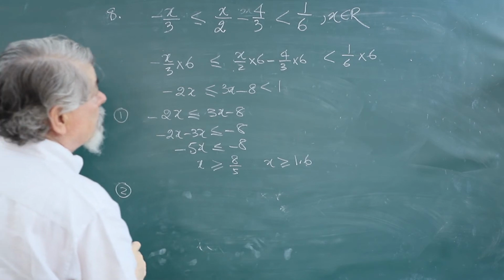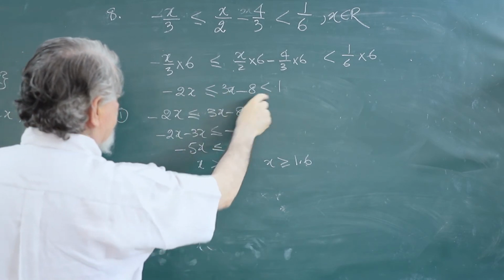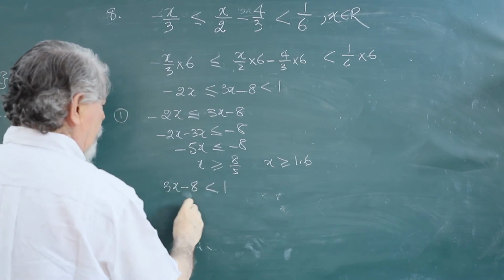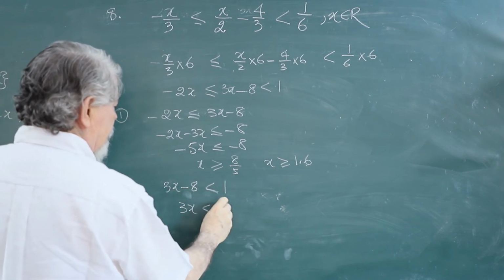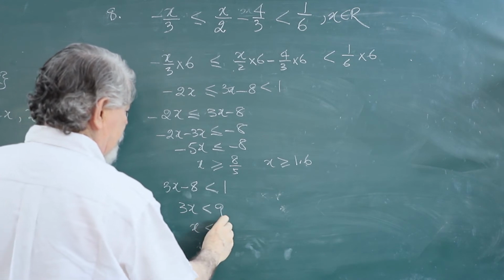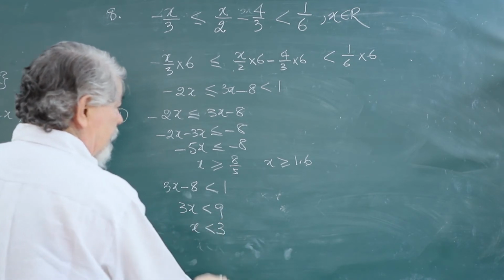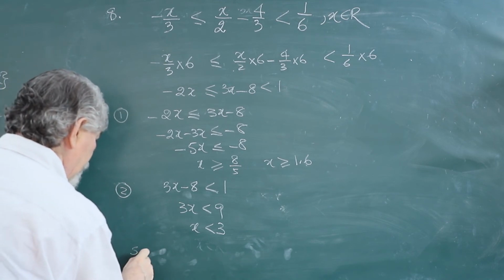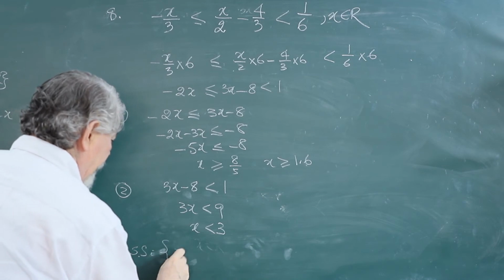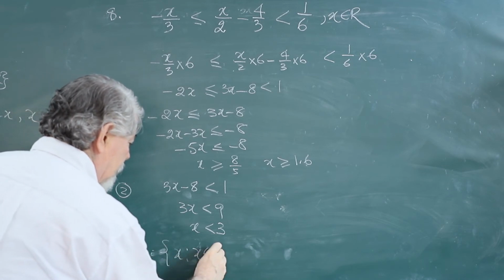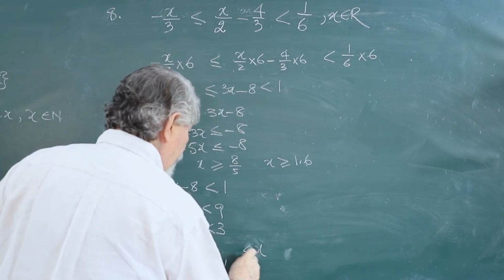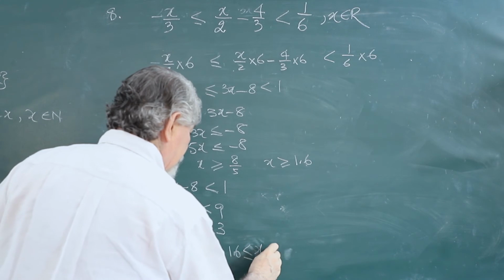The second one is 3x minus 8 is less than 1. Or 3x is less than 9. Or x is less than 3. So x is greater than or equal to 1.6 and less than 3. So the solution set is actually x belongs to R such that x is greater than or equal to 1.6 and less than 3.